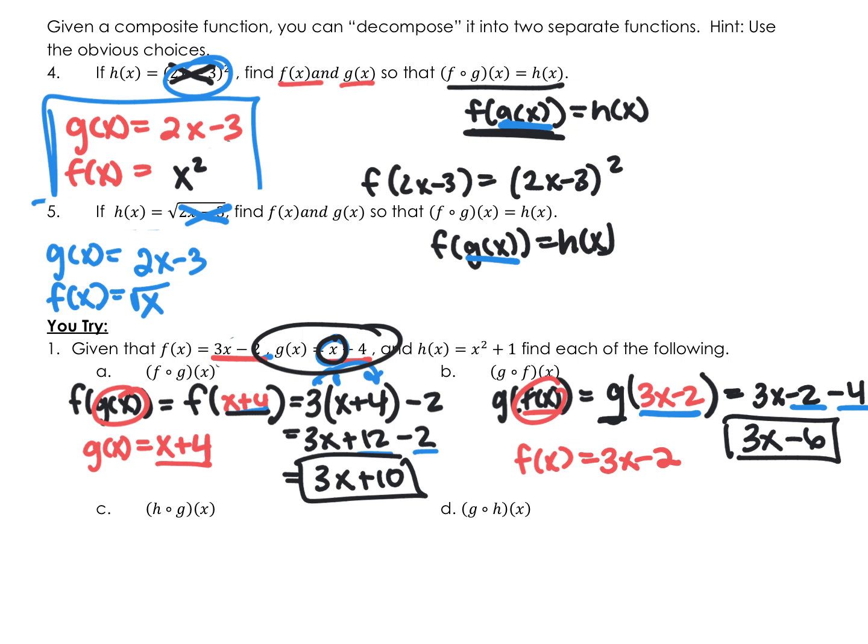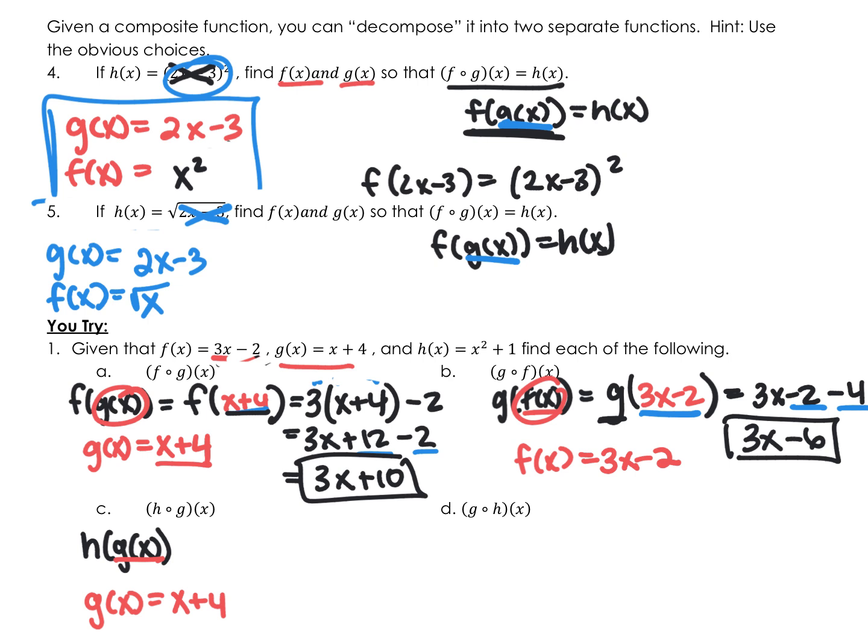These also just have x's in them. So we'll start with writing down what it means. Start on the inside, find g of x. They tell us up here what g of x is. It's x plus 4. Plug that in here for g of x.